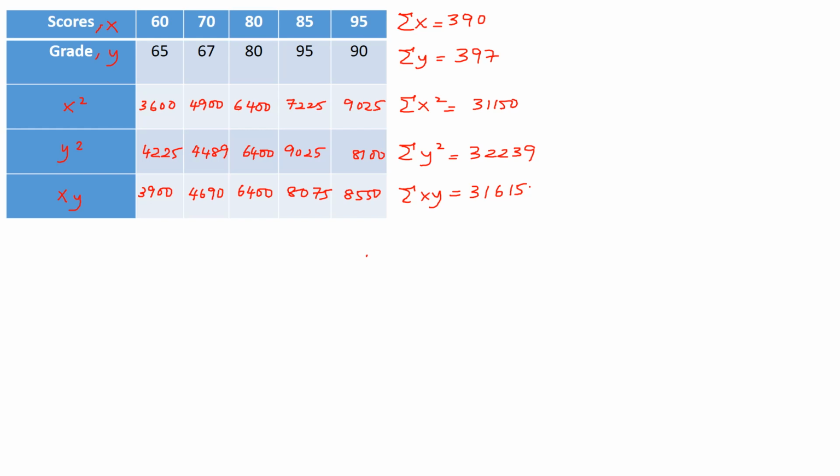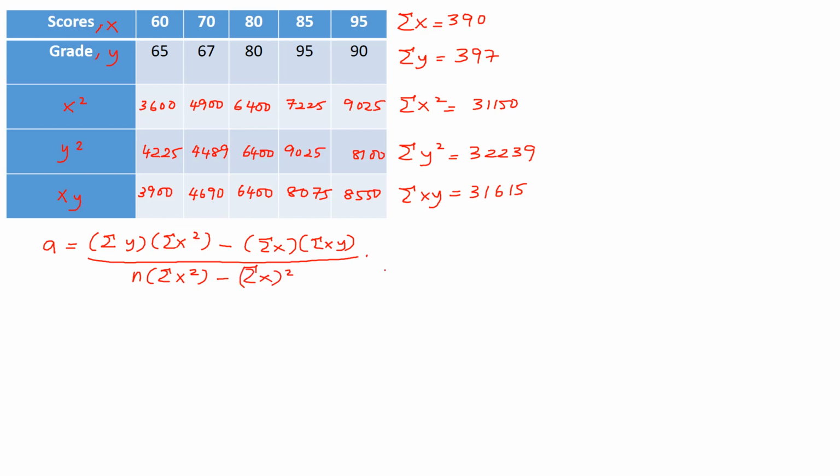Okay, you just have to substitute in the formula to find the estimated value of A. So the formula to find A is the sum of y multiplied by the sum of x squared, minus the sum of x multiplied by the sum of xy, divided by n multiplied by the sum of x squared minus the sum of x, all squared. Now you have to substitute and simplify.